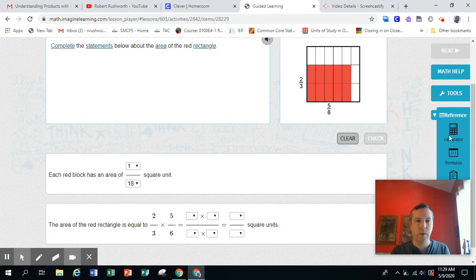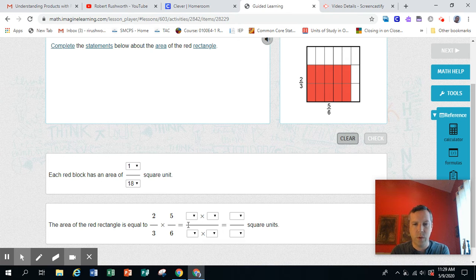The area of the red rectangle is equal to 2/3 times 5/6 equals, and then we have to fill in all of this. Now the nice thing about multiplying fractions is that it's different from adding and subtracting. Remember, when we were adding and subtracting fractions, you can't just add the numerators and add the denominators. You'll get the wrong answer. But with multiplying, you can totally do that.